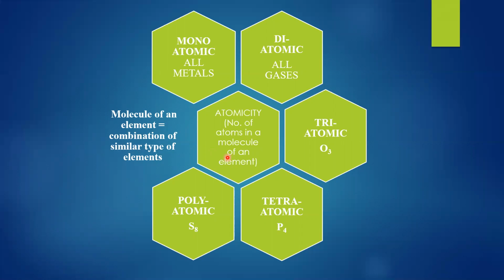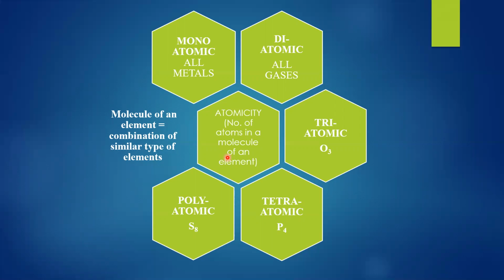The number of atoms in a molecule of an element gives you the atomicity. I repeat, the number of atoms in a molecule of an element gives us the atomicity. And based on the number of atoms, the molecules are classified into several types. Say monoatomic, diatomic, triatomic, tetraatomic and polyatomic.